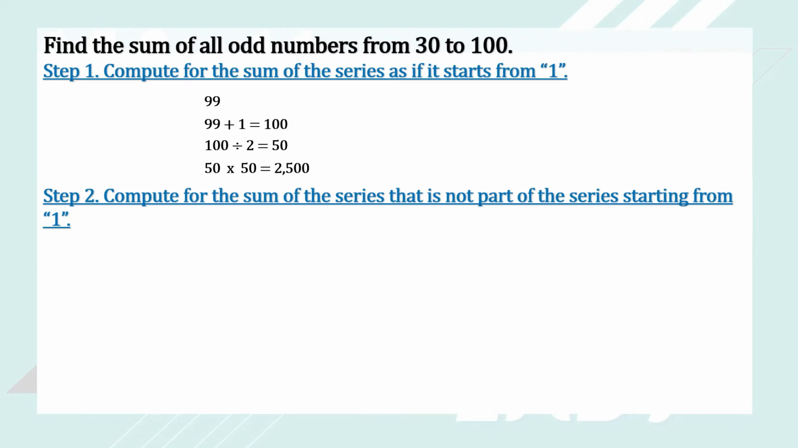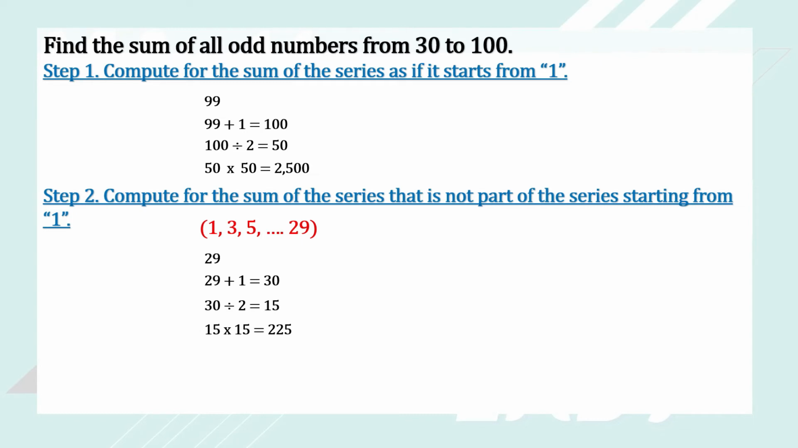So, ang mga odd numbers na hindi kasama dito is 1, 3, 5, 7 hanggang 29. So, ang last odd number sa mga hindi kasama dito ay 29. Then, 29 plus 1 is equal to 30. 30 divided by 2 is equal to 15. And 15 multiplied by 15 is equal to 225.